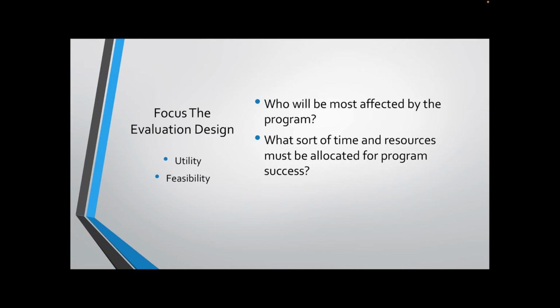The next step is going to be to focus the evaluation design. In other words, we have to figure out exactly who is the most affected by the program, and then basically what sort of resources or what kind of time must be allocated for the program to be successful. This is where the utility versus feasibility argument comes in. Is the program a feasible thing where it's not taking so much time and a lot of resources where a lot of people have to be committed to a singular focus, or is it something that can be done and built upon in order to make more and more programs successful or to make more schools successful?